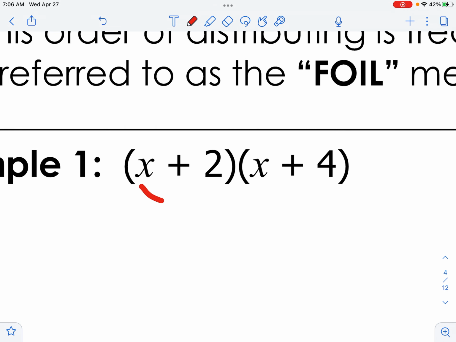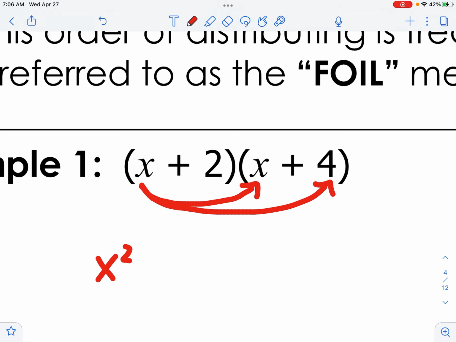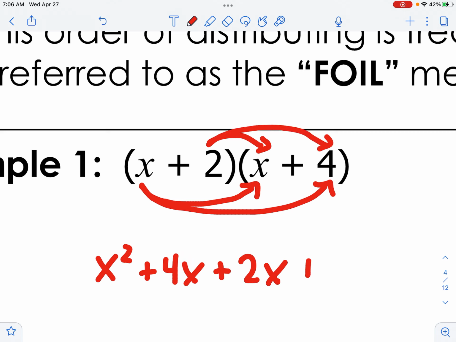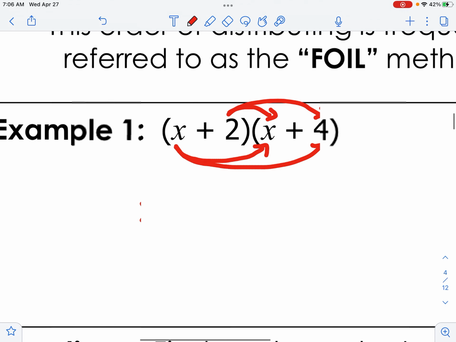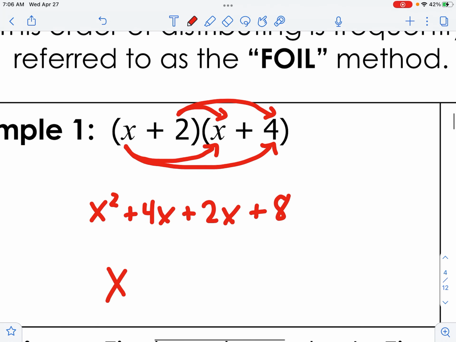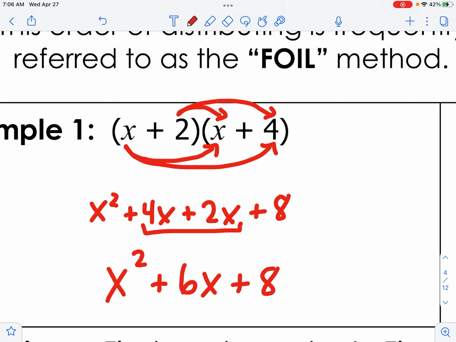So we multiply the first terms together first. So x times x is x squared. Then we multiply the outer terms, x times 4, and that's 4x. Then we multiply the inner terms, 2 times x is 2x. And then we multiply the last terms, 2 times 4 is 8. All right, and then when we finish, we combine like terms. We write it in standard form, which is highest to lowest, so x squared plus 6x plus 8. Because these are the only two like terms that we have, and this is our best answer.